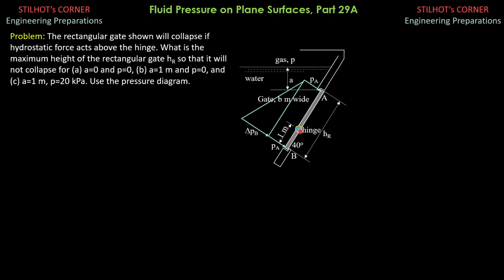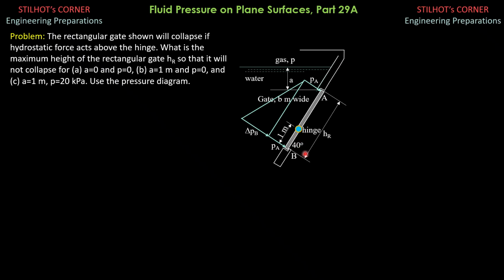So this is the location of the hinge. That means the idea for this rectangular gate not to collapse is that the net force, the single hydrostatic force, should pass through the hinge, or its line of action passes through the hinge, so that it will not produce any moment or rotation.